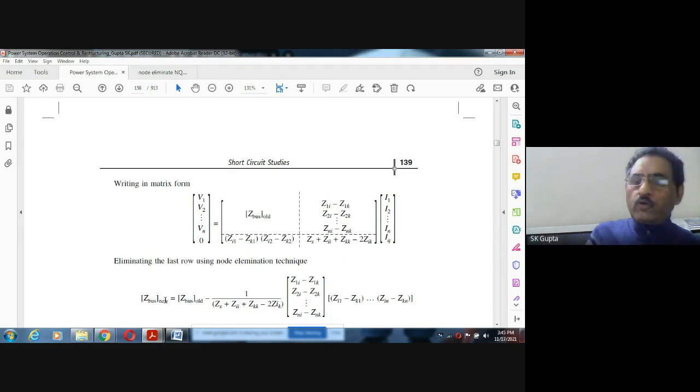So there are only 4 possibilities. We have seen there are only 4 possibilities. All the 4 possibilities we have taken, and we modify the Z bus after each transmission line, taking one transmission line at a time, and we go on modifying, and finally Z bus is formed. This is the method of forming the Z bus.